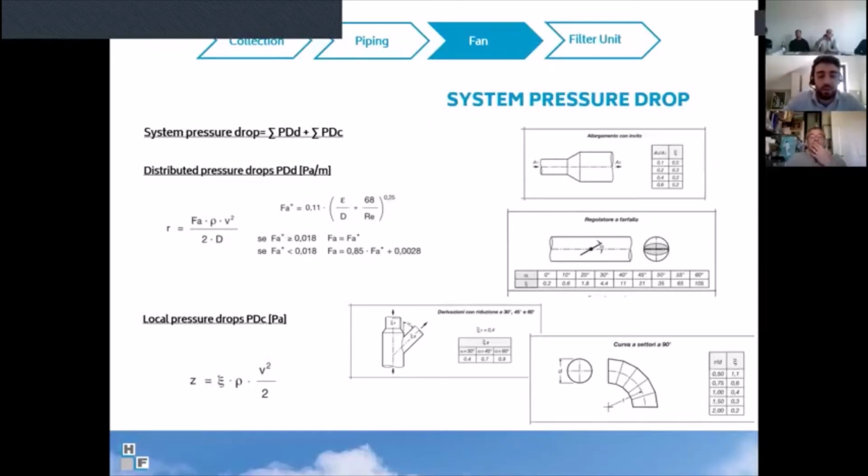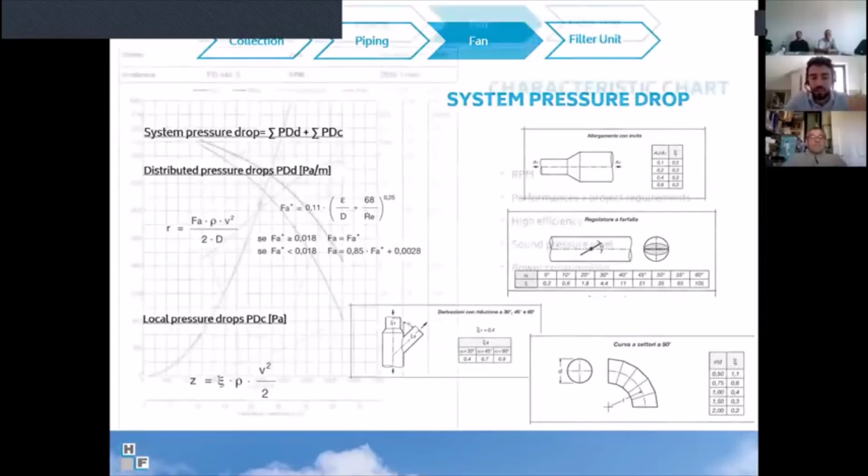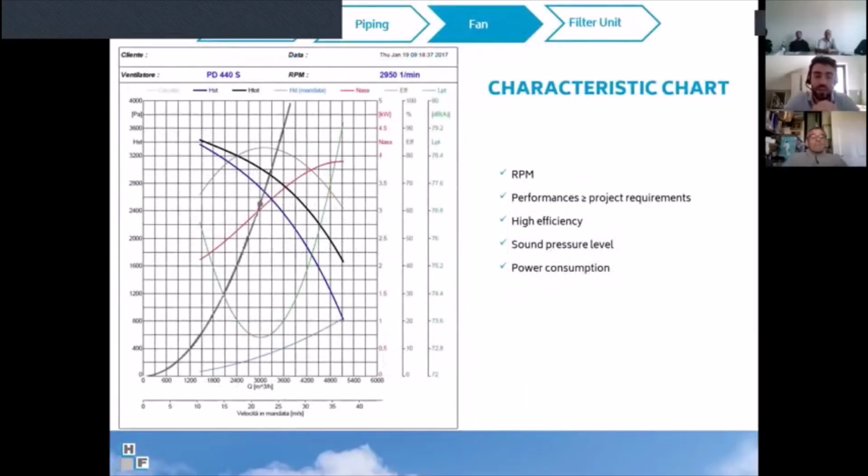And then we also have the summary of the local pressure drop. This means all the bends, the connections, but also the filter unit, the suction hood, and so on. By the summary of all these parameters, we can calculate the total pressure drop of the system. With this value, we can refer to the characteristic chart of an ID fan, and we can try to understand if the fan is good for our system or not.